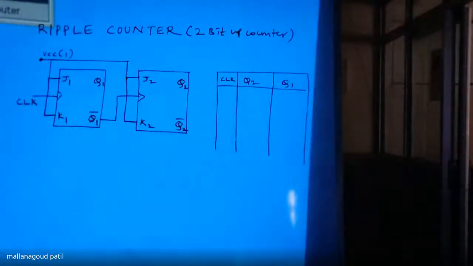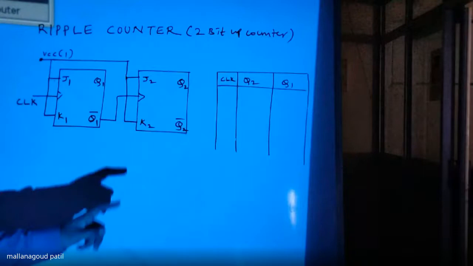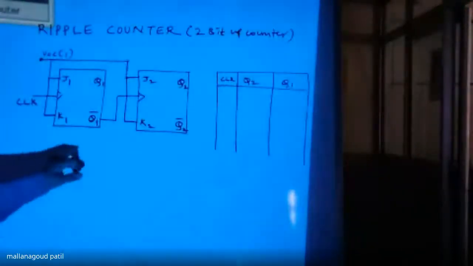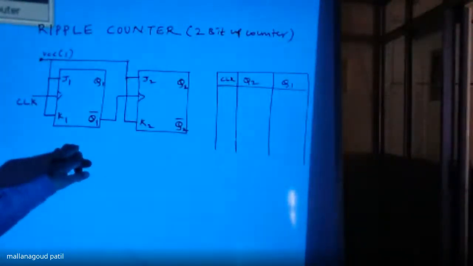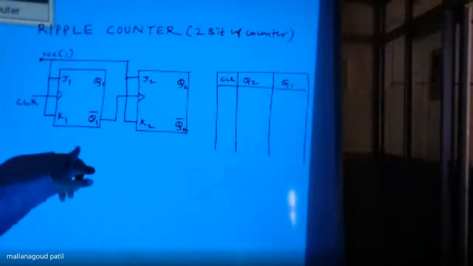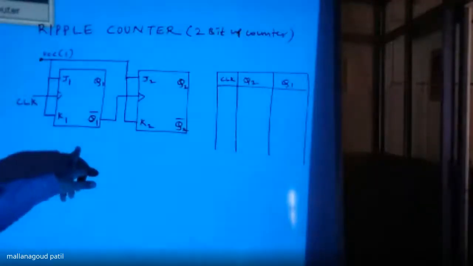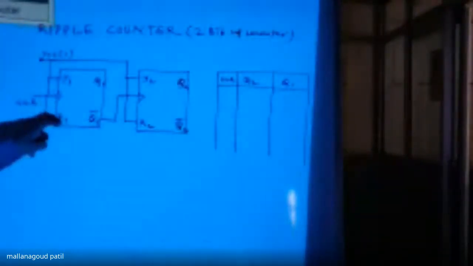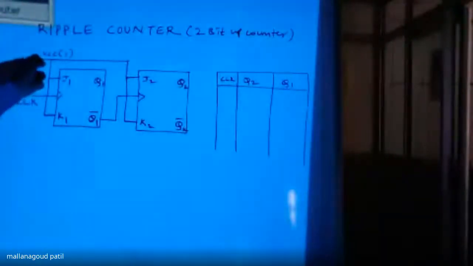One thing I can tell you: particularly for the ripple counter, or in counter design, use toggle flip flops. I can repeat once again. For counter design, use toggle flip flops. Which flip flops have you studied in whose function table toggling takes place? JK and T, anybody can use. When J and K are tied to VCC, it acts as a T only.